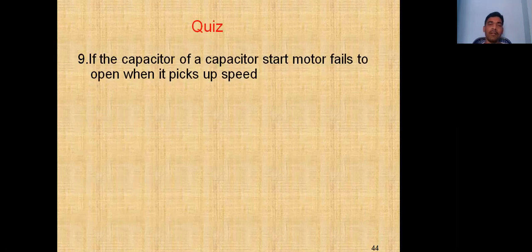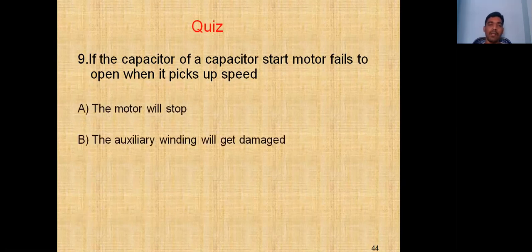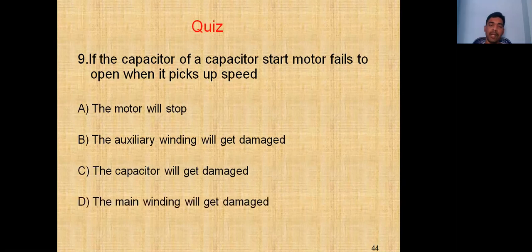If the capacitor of a capacitor start motor fails to open when it picks up the speed, the motor will: option A, stop. Option B, auxiliary winding will get damaged. Option C, the capacitor will get damaged. Option D, the main winding will get damaged. The capacitor will get damaged.